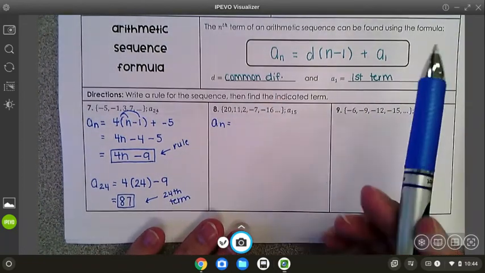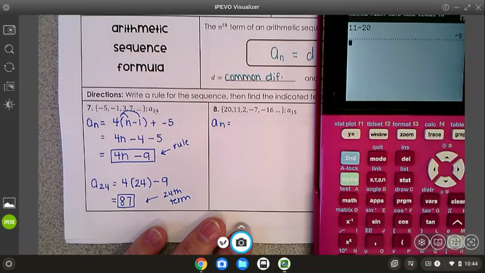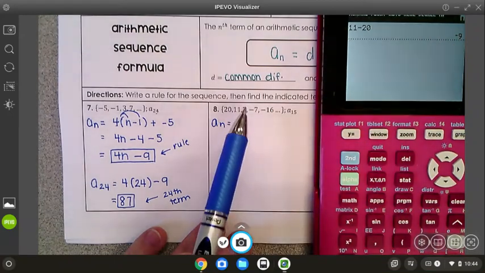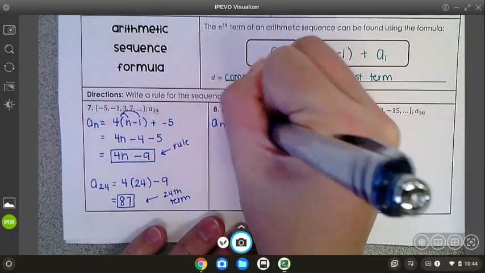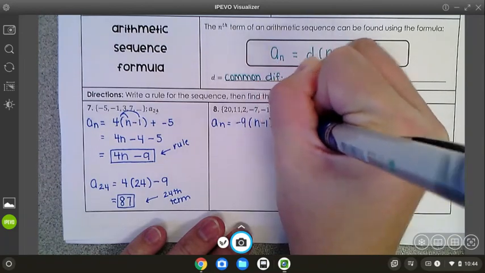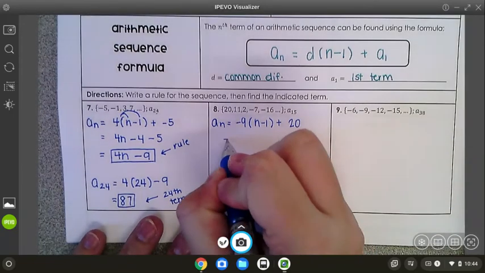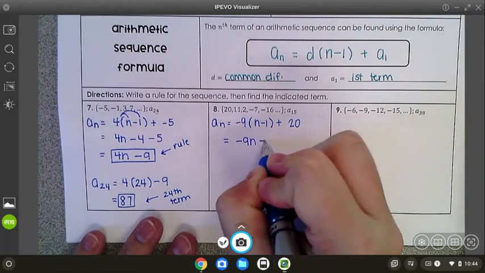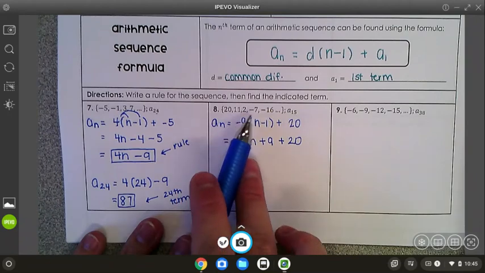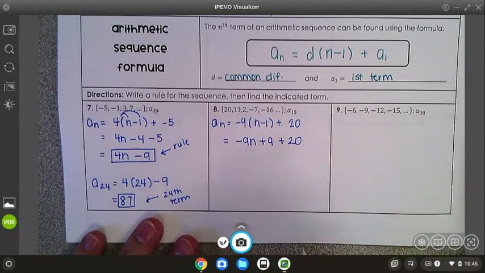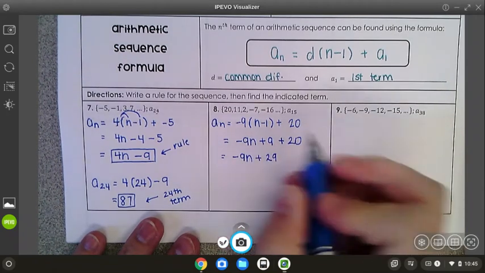First, we need to figure out the common difference. So if you want to use your calculator, it's going to be -9. Take any term, subtract the one before it. So -9 and minus 1 plus my first term is 20. Okay, so I distributed the -9, and this becomes -9n plus 29.